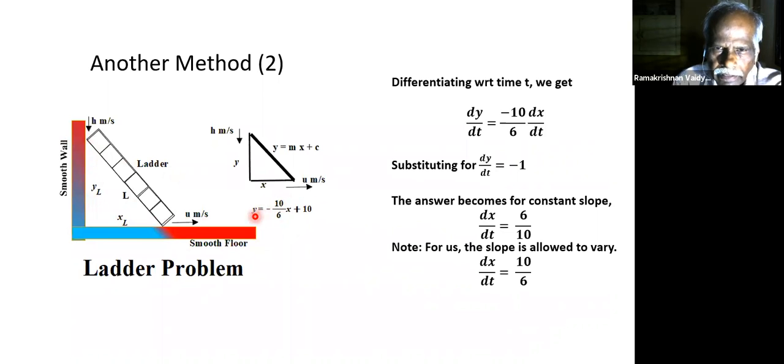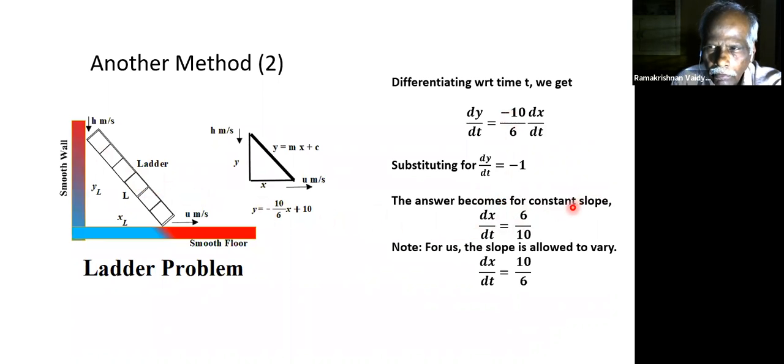And for this relation, differentiating, I get dy by dt is equal to, slope is constant, minus 10 by 6 dx by dt. Substituting dy by dt is equal to minus 1, I am getting dx by dt is equal to 6 by 10. Right? Please note that it is a reversal of this. If it is dy by dt is 10 by 6, it is 6 by 10. Yeah, that's the thing. And now, please note I am keeping the constant slope.